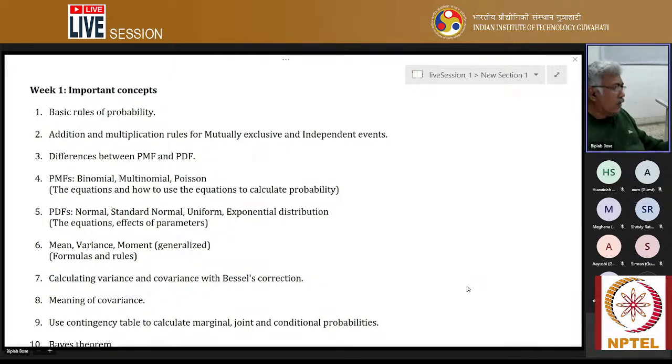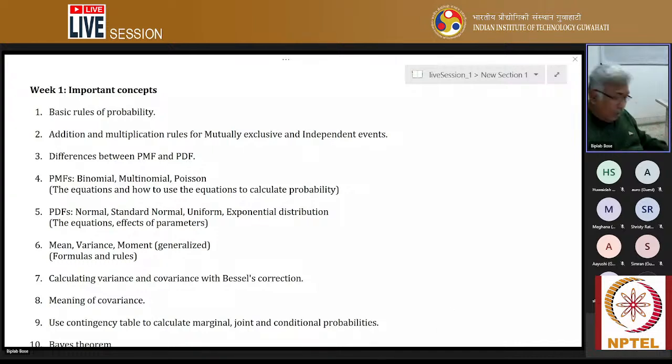Continuing from this, if I say what you should learn in the first week: the basic rules of probability. Basic rules means addition and multiplication. When you add and when you multiply probabilities, these are very essential things, right? This is not essential only for data analysis, but for any scientist. You have to know this, right?